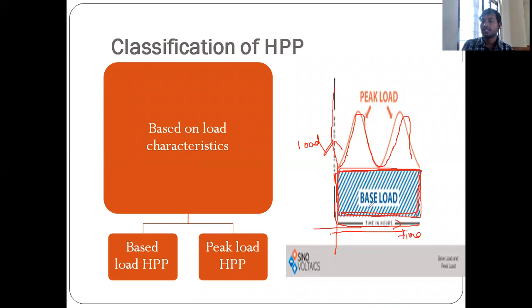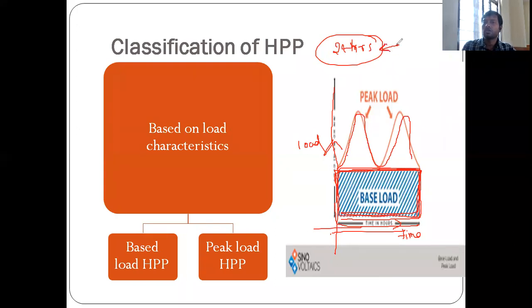The base load is the load which will be constant irrespective of the time. Such loads are called base loads. For example, if you take an industry, some industries work for 24 hours. Those industries' loads are called base loads.